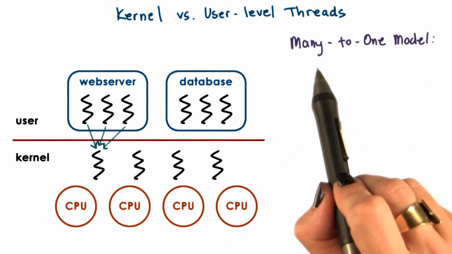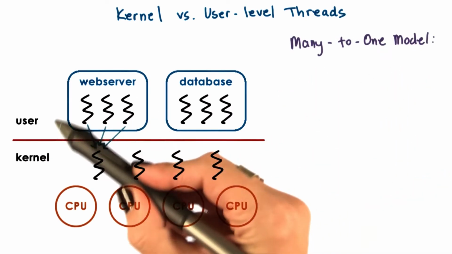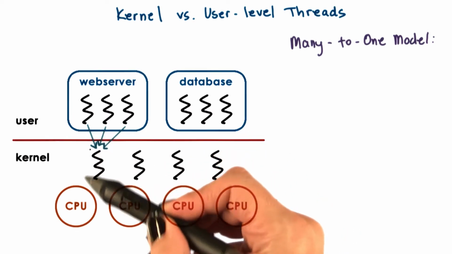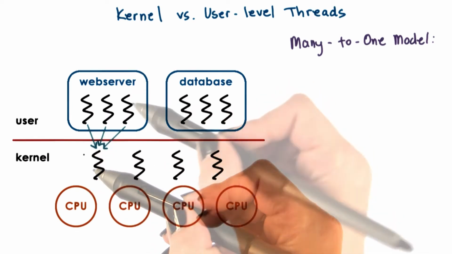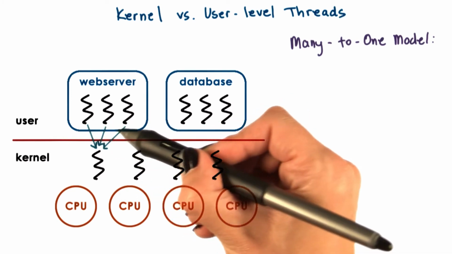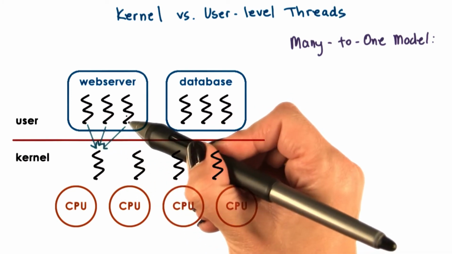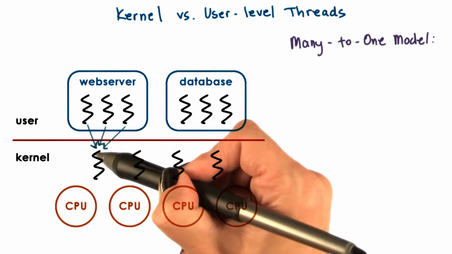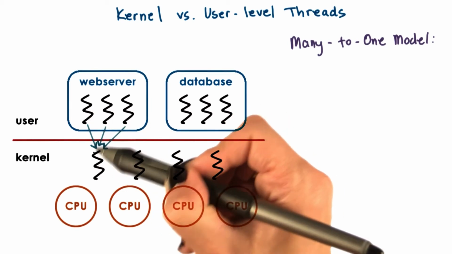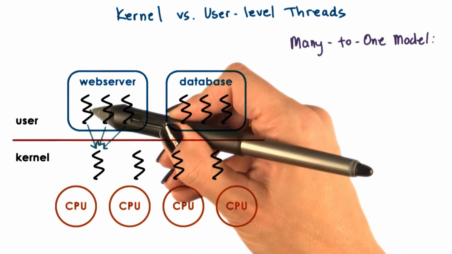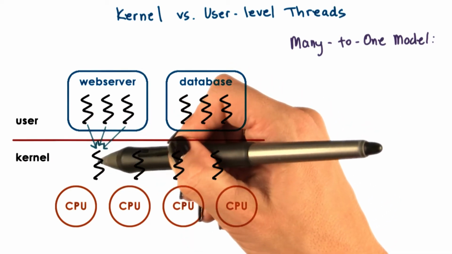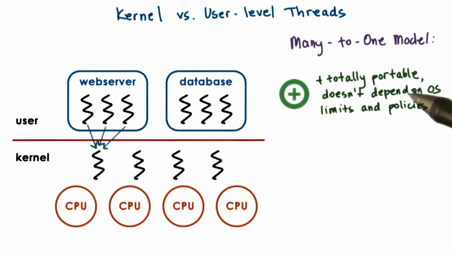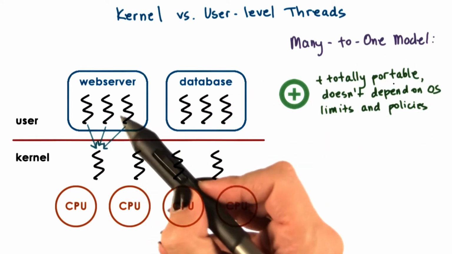The second model is a many-to-one model. Here, all of the user-level threads are mapped onto a single kernel-level thread. What this means is that at the user level, there is a thread management library that decides which one of the user-level threads will be mapped onto the kernel-level thread at any given point of time. That user-level thread, of course, will run only once the kernel-level thread is actually scheduled on the CPU.